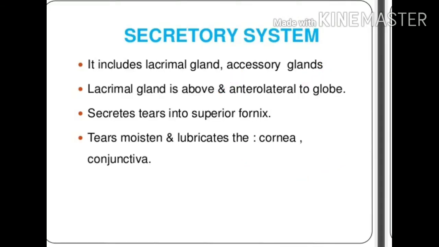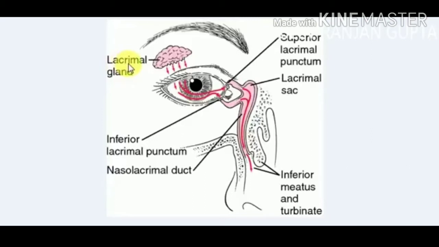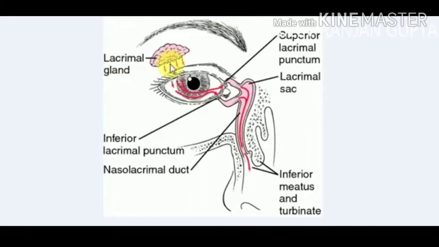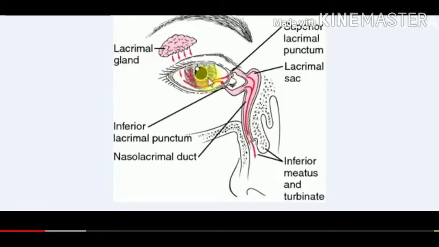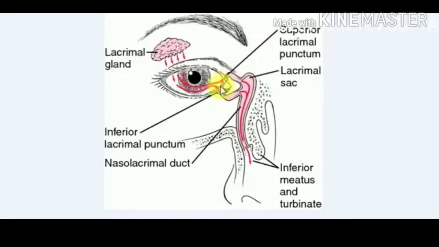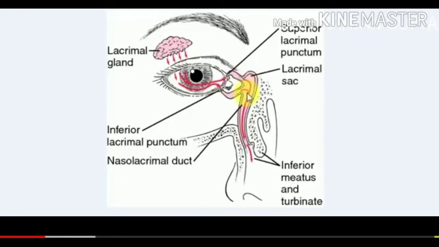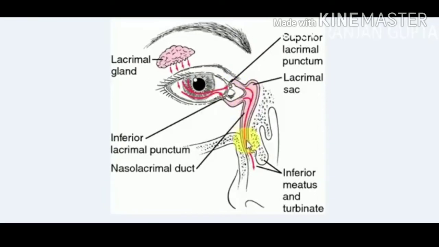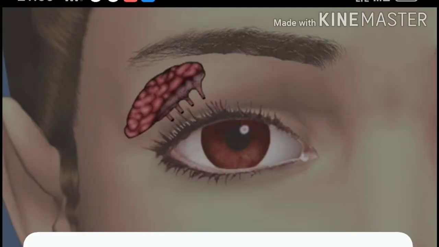There are two types of system, secretory system and drainage system. The lacrimal glands and accessory lacrimal glands belong to secretory system, and drainage system includes lacrimal ducts, conjunctival sac, lacrimal punctum and canaliculus, and lacrimal sac and nasolacrimal duct.